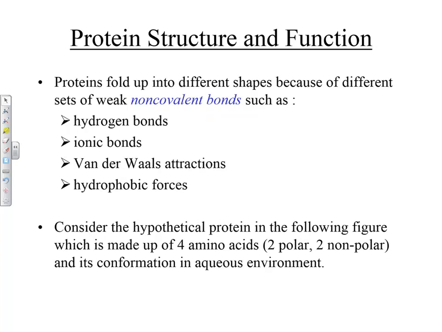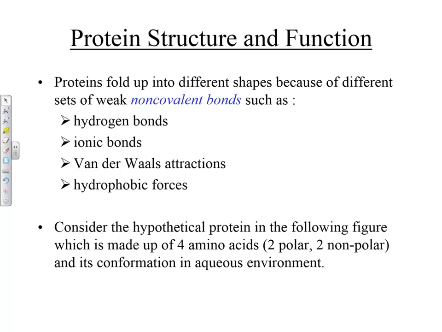Now, proteins fold up into different shapes because of different sets of weak non-covalent bonds. So when you have a long protein molecule, it has different amino acids with different side chains, so they have different properties. So there are a lot of different forces of interaction. The first one would be hydrogen bonds. If you remember, when we looked at proteins, there was a nitrogen and hydrogen sticking out, and there was a carbon double bonded with oxygen.